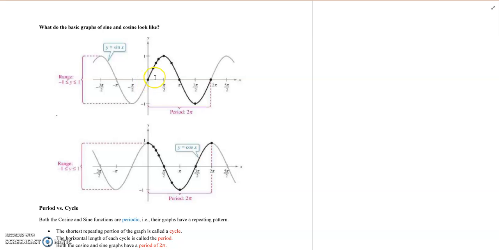This portion of the notes just details exactly the nature of the sine graph. You can see the sine graph starting in the middle, going up to the maximum, back to the middle, down to the minimum, and back to the middle. And the cosine graph, which starts at the maximum, goes to the middle, down to the minimum, back to the middle, and up to the maximum. Both of them have a period of 2 pi.